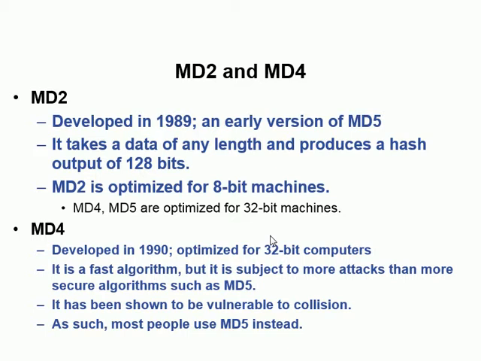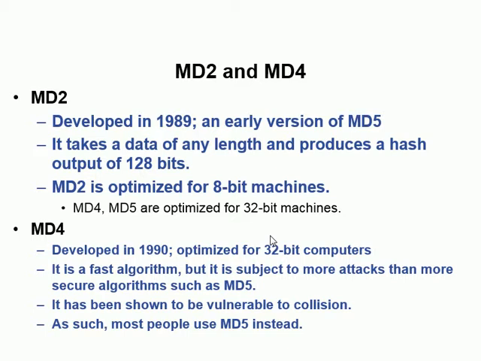So MD4 came along about a year later, and that was optimized for 32-bit computers, which of course, even in 1990, was the state of the art. It would be unusual to find an 8-bit computer in 1990. So it's a pretty fast algorithm, but it still has some vulnerabilities that had to get fixed.